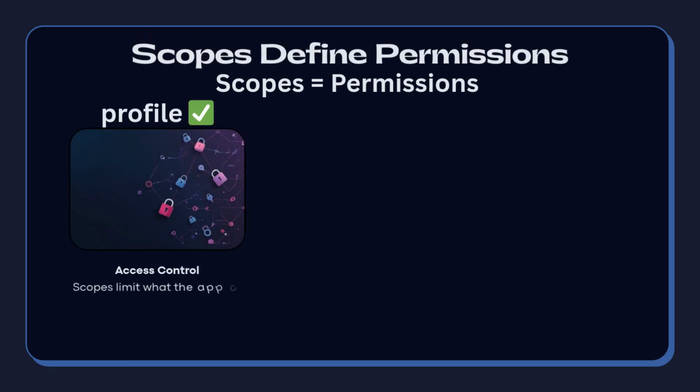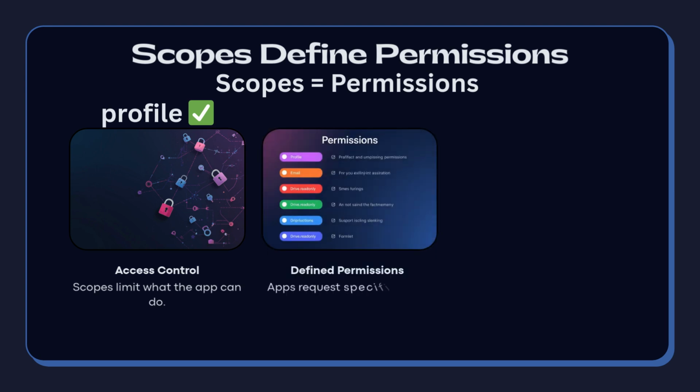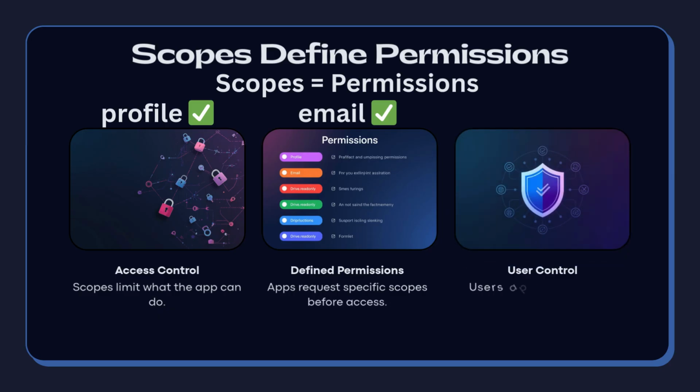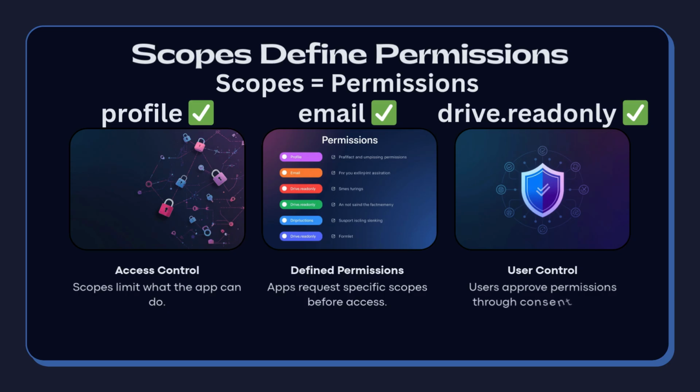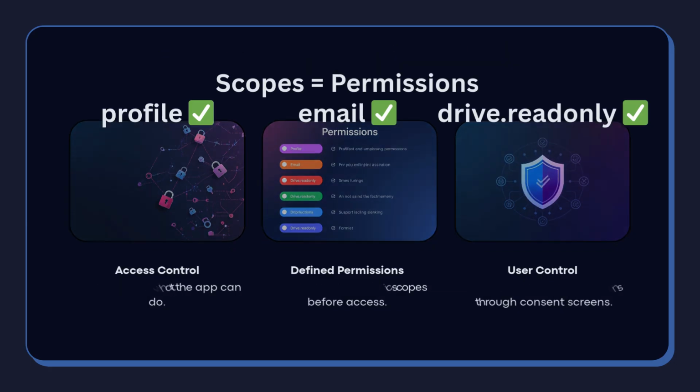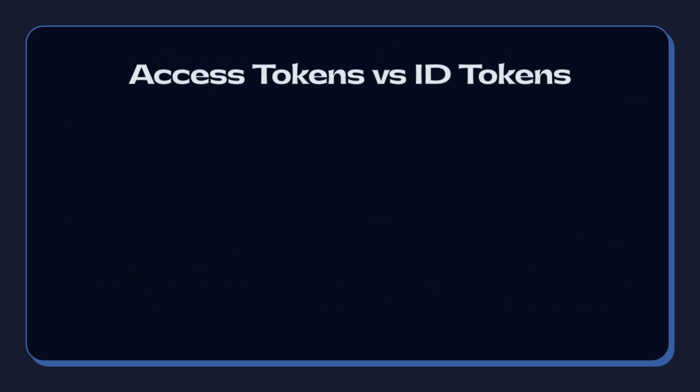This brings us to an important concept called scopes. Scopes define permissions in OAuth2. For example, a scope may allow the app to read your profile information, access your email address, or read files from Google Drive. If an app does not have permission for a specific scope, it cannot access that data. This gives users full control over what an application can and cannot do.